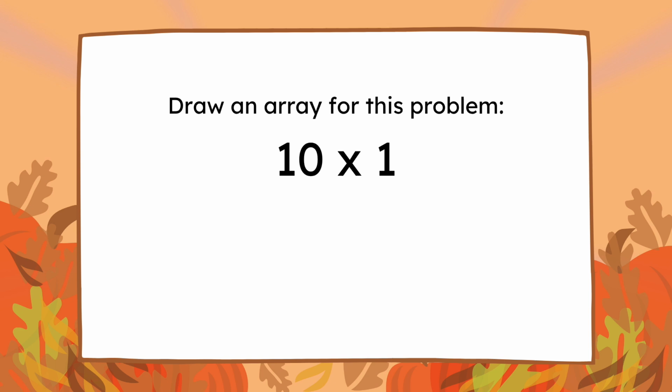Okay, last one. 10 rows and 1 column. What should we do? We'll do donuts. Okay, so we'll do 10 rows with 1 column. Draw it out. 10 times 1 equals 10.